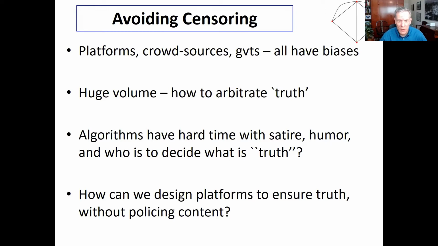It's also, there's a huge volume and it moves very quickly, and it's difficult to police, and algorithms in general have a pretty hard time assessing what is real information and what is satire, humor, or other kinds of things. So it's not easy to do. And I guess one question that we wanted to answer is whether or not it's possible to help design platforms to help ensure truth without policing its content. And so that's the question here.